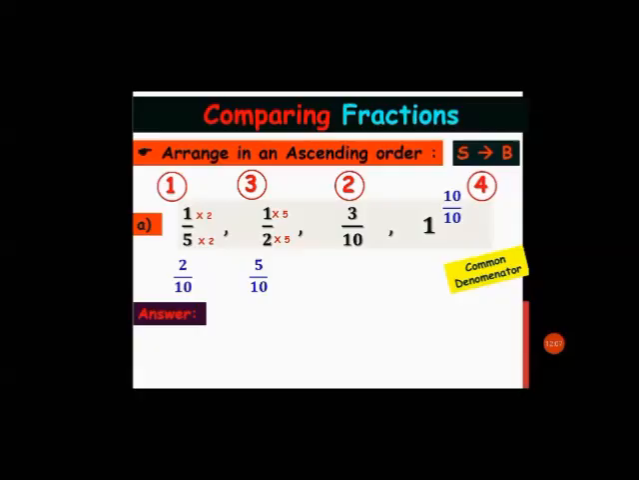I will just list them down, but take care that you should write the basic form, the original form of the fraction. So instead of writing 2 over 10, I will write 1 over 5, the original form of that fraction. Then 3 over 10 as it is. Then the third is half. Then the fourth is 1. And that's how you can arrange the fractions.